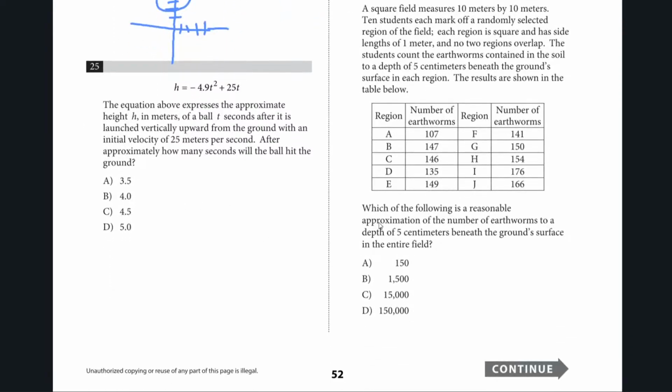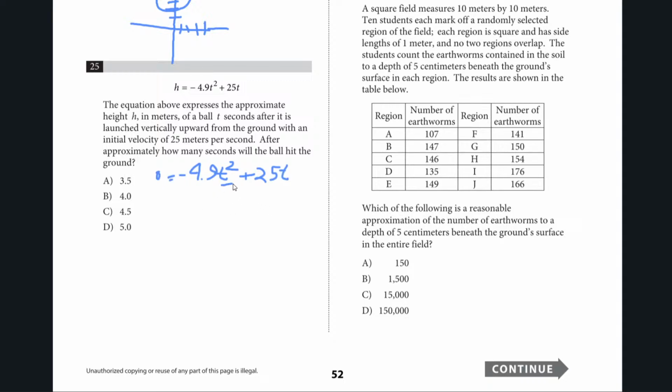The equation above expresses the approximate height h in meters of a ball t seconds after it is launched vertically upward from the ground with an initial velocity of 25 meters per second. After approximately how many seconds will the ball hit the ground? So we're going to solve for t here. So we have negative 4.9 t squared plus 25t. It'll hit the ground at height 0, at least.